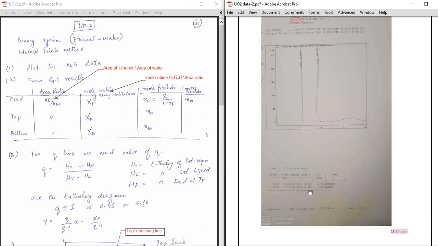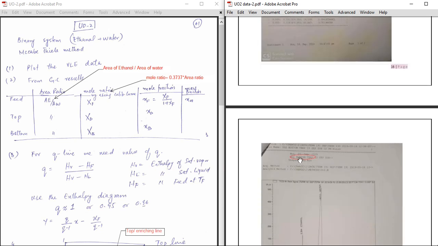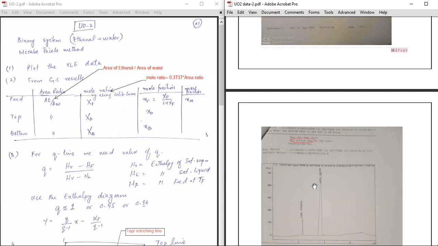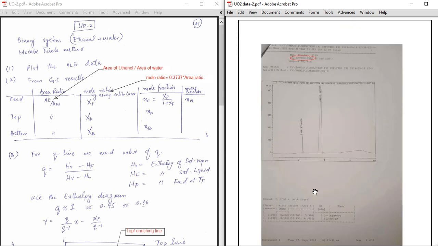I'm using a double screen, so I cannot see it clearly, but I'm sure you will be able to see it clearly once you open it fully on your own computer. The ethanol peak area is around 19 point something, and the water area is around 86%. Similarly, you see here UO2 bottom for the tray column. In the bottom product, we expect a high amount of water because ethanol is a light product, so it will be on the top. That's why we have a small peak for ethanol and a larger peak for the water.